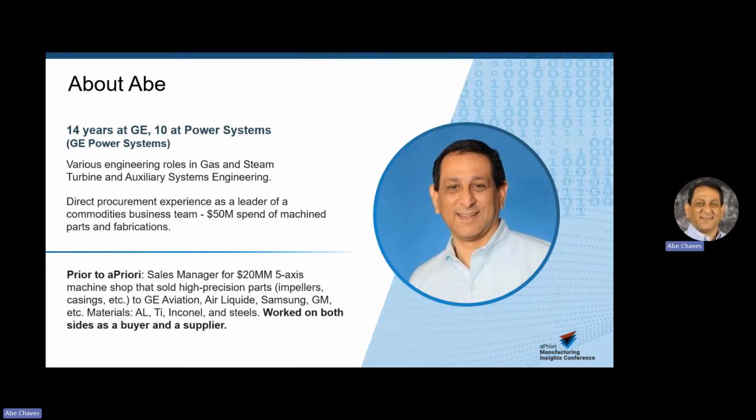Most of you in the audience probably already know me. You can see now that that picture is very old. I am quite much older than that. I started my career back in the mid 80s at GE. I spent 7 or 8 years in engineering, and then I moved into direct procurement as a commodities business team leader. My team basically purchased machine castings, machine forgings, some weldments and things like that, heavy metal type stuff.